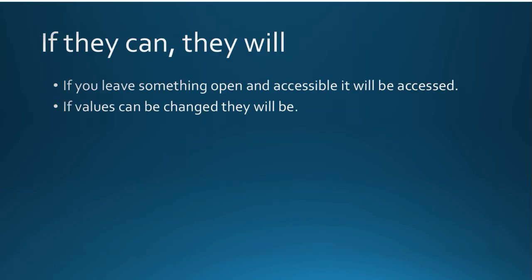Something you need to remember is that if they can access it, they will. If you leave something open and accessible, it will be accessed. And if values can be changed, they will be. So anything you leave public, you have to assume is going to be accessed. When you're making your classes, don't just make something public because it's going to be easier on you and hope that someone doesn't access it in a certain way, because eventually someone will, and when they do, it is going to come back to bite you.